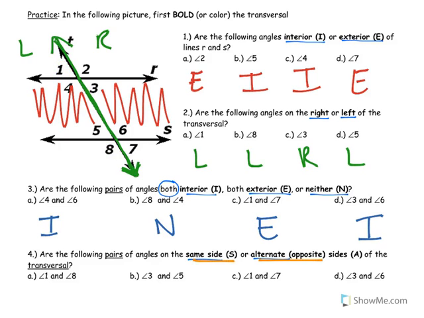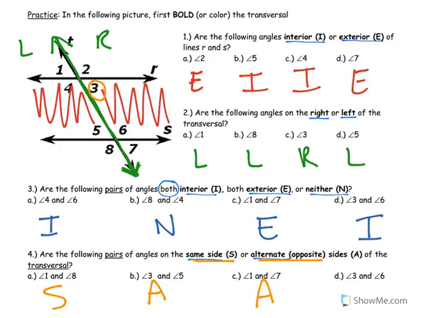So those are both on the same side. Angle 3 and angle 5. Notice angle 5 here is on the left, and angle 3 is on the right-hand side. So those are on alternate sides, right? They're not on the same side. 1 and 7, same idea, right? 1 is on the left, 7 is on the right, so those are also alternate.